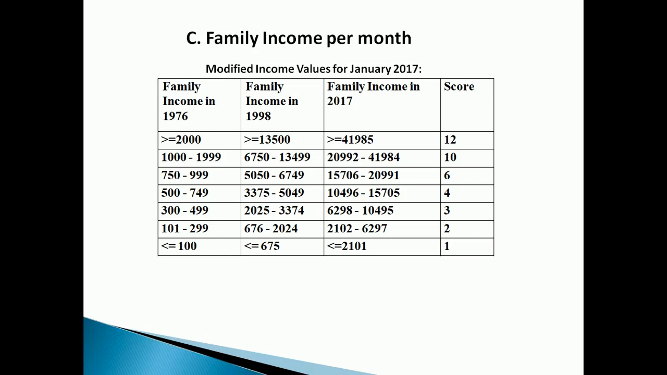But coming to family income per month, again this is as per modified income values for January 2007, because as you know, as per the inflation rate, the money value is changing day by day. Here you can see family income in 1976. If a person has more than 2000 rupees, that person will come under score 12. But now it is 42,000, around 40,000, if a person's income is that, then it comes under score 12. That means in the older days, the substance which we got from 2000 rupees, now we get from 42,000. Now the value of that substance has become 42,000. Okay, like that.